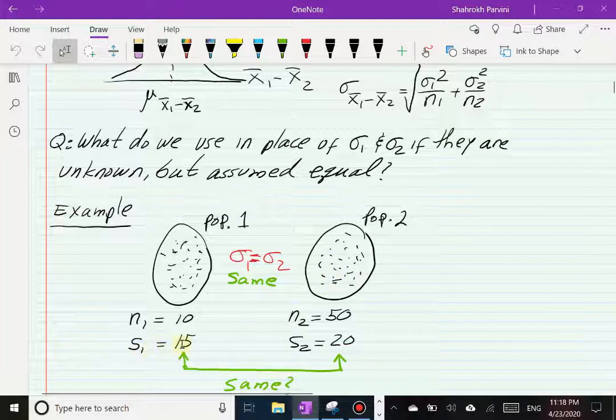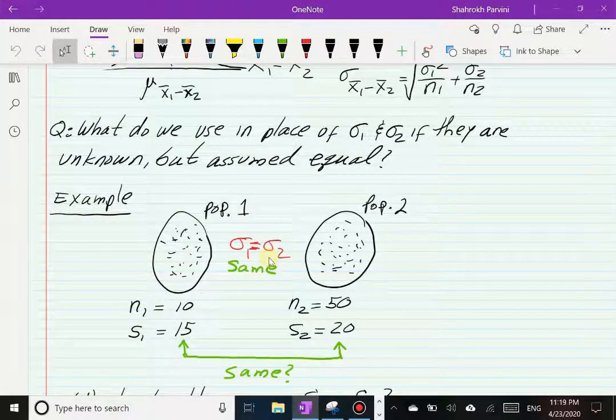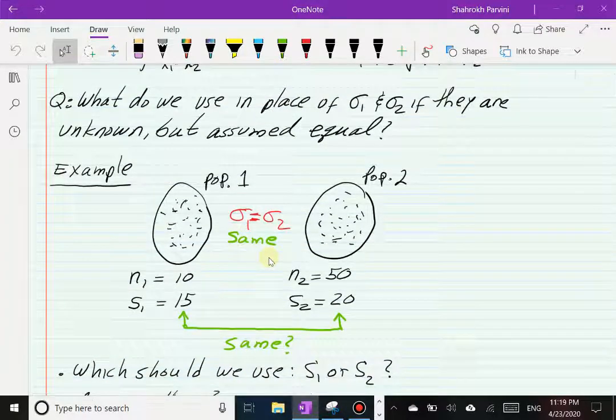Let's say the standard deviation of the sample from the first population turns out to be 15, and the standard deviation of the second sample of size 50 turns out to be 20. Now remember, in the population they're supposed to be the same. However, we know that if we sample, most likely our sample numbers are not going to be exactly the same. So do I use 15 or do I use 20 if the assumption of equality of deviation is made? Clearly the sample deviations are not the same, but in the population they're supposed to be. Which one should we use? Should I use S1 from the first sample, or should I use S2?